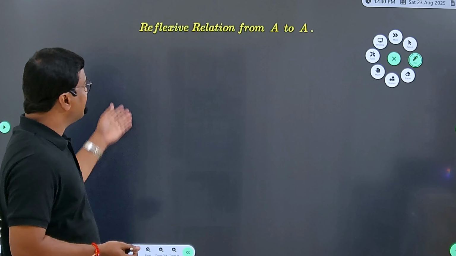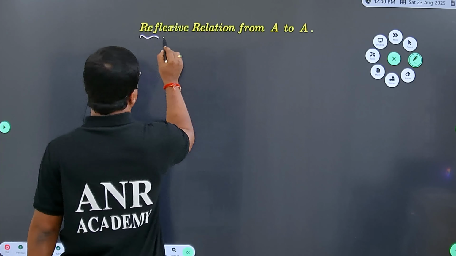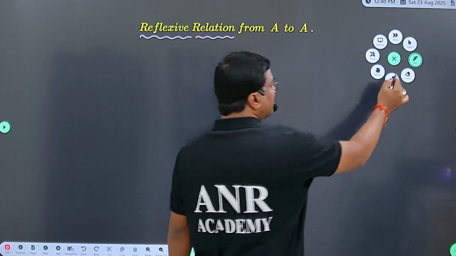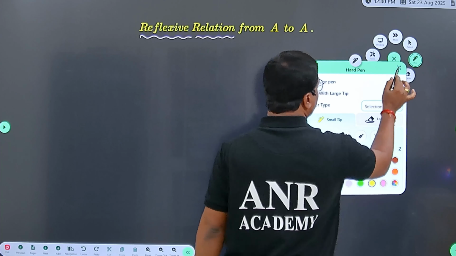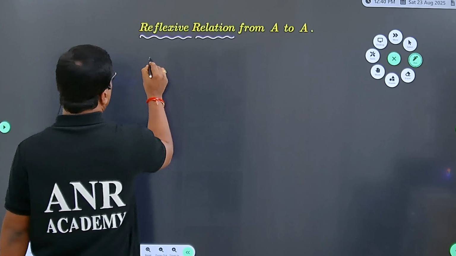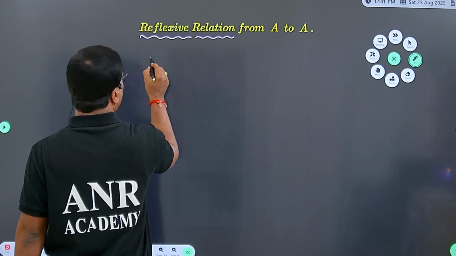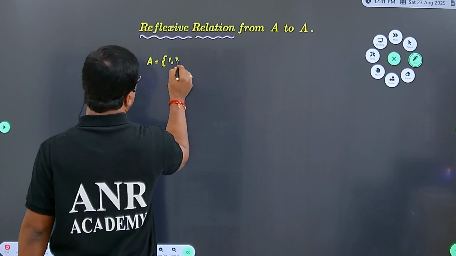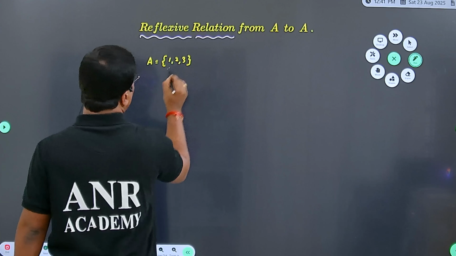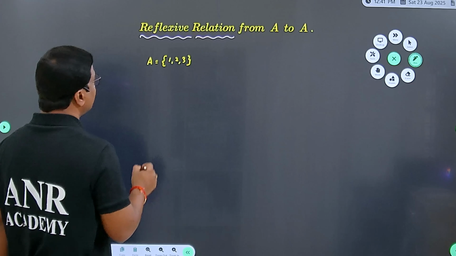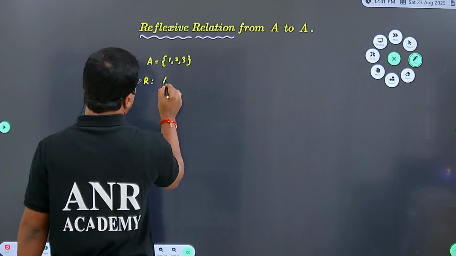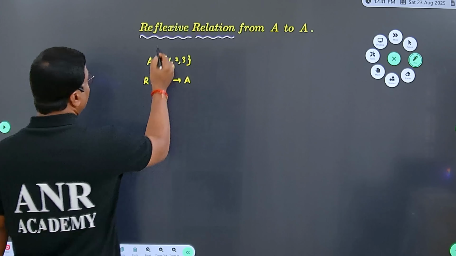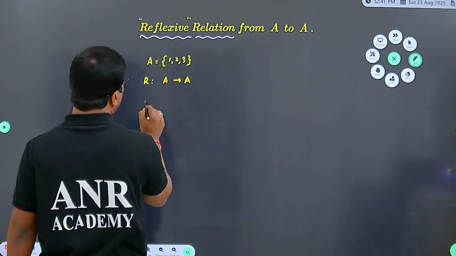Now let us discuss what is a reflexive relation from a given set to itself. Suppose that capital A is a set containing entries 1, 2, 3, and there is a relation from A to A, that is, itself. Now let us discuss what is a reflexive relation.